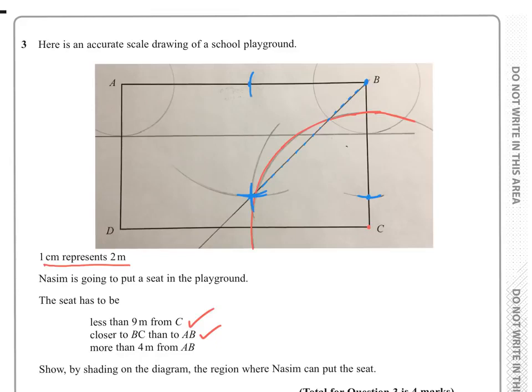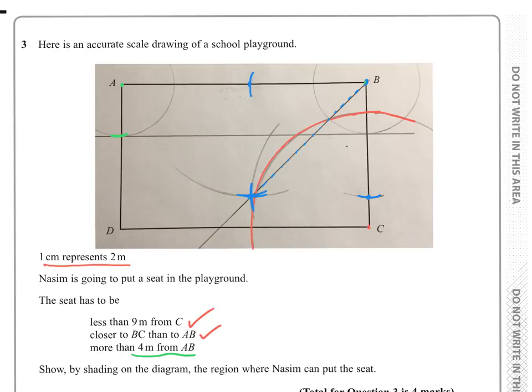And then the last thing that I did was, and you can interpret this in different ways. I wasn't told that it was a rectangle, you see, so I got a bit nervy and I thought, well, I'm just going to draw a circle of radius 2 centimetres because it's 4 metres from AB.